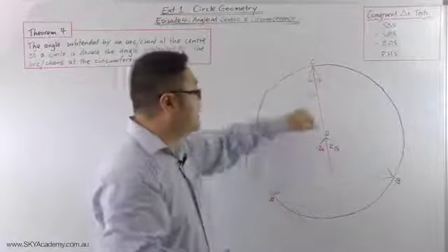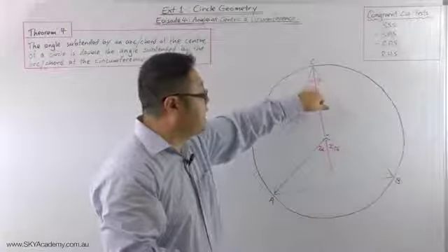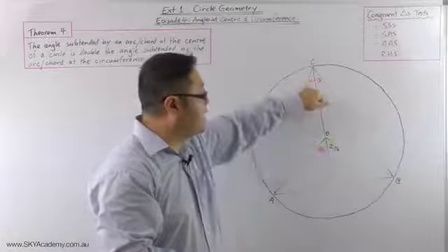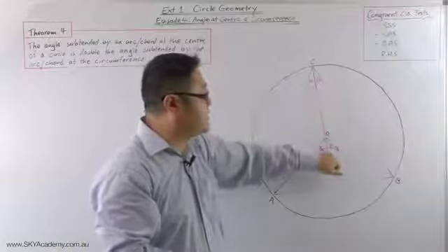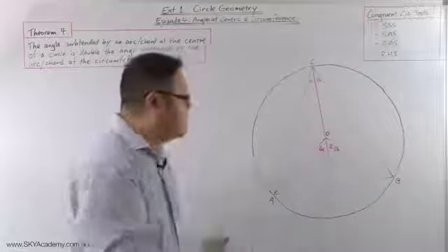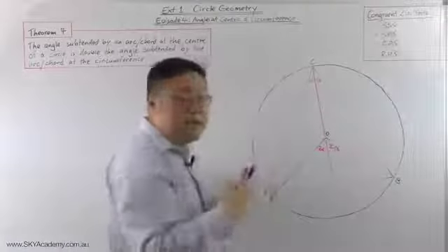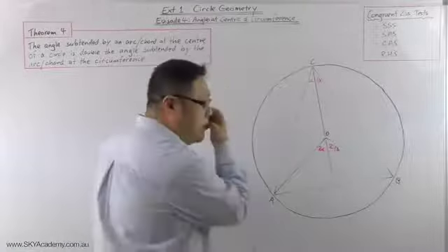All right, so how do we then go about showing that this alpha here is going to be doubled in this angle here, and how do we show that this beta here is going to be doubled in this angle here? Well, let me enlighten you, okay? Here's what we do.